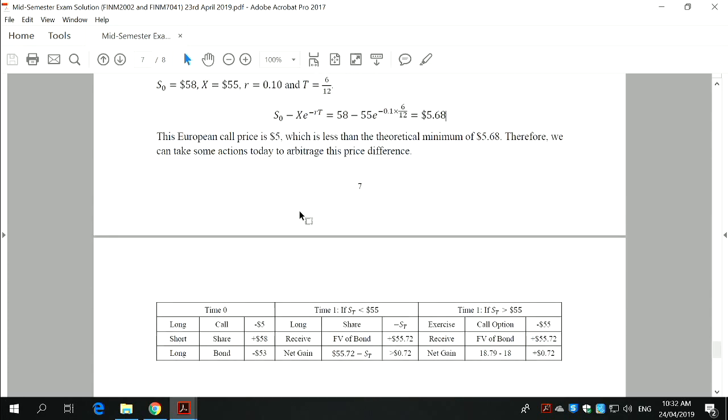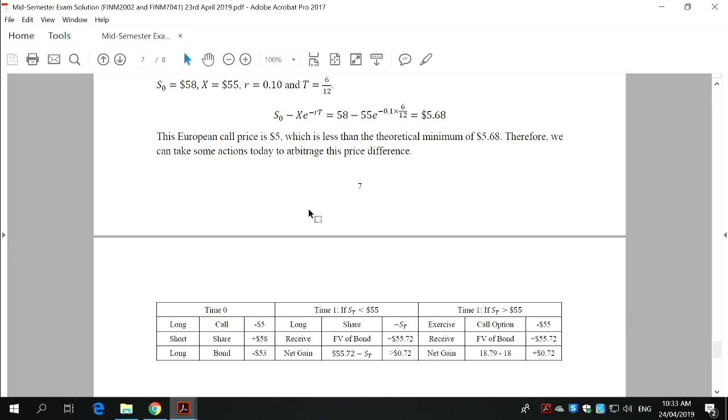and $5 is lower than 5.68, so we can make some arbitrage profit in this situation because that violates the lower bound. How do you set up an arbitrage strategy? Well, the essence of an arbitrage strategy is simply buying low and selling high, right? So we think about what is the low here. The low is this underpriced call option. We want to buy the call option, right?